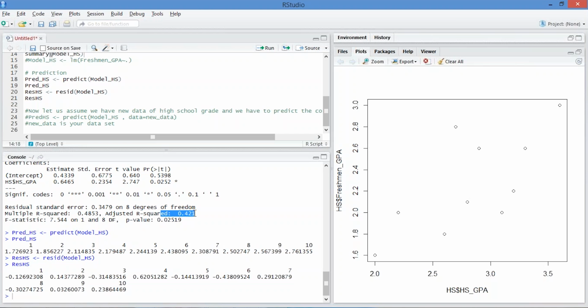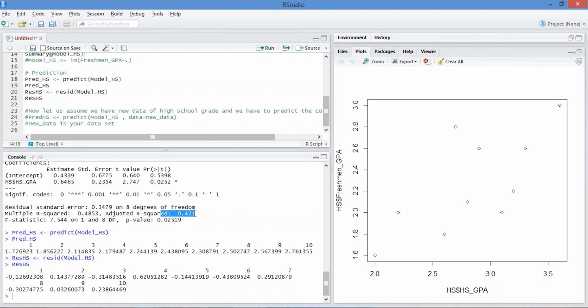Vinayak says if correlation is zero, no linear relation exists. Yeah, okay. Anything else, friends? Did I miss out any questions?